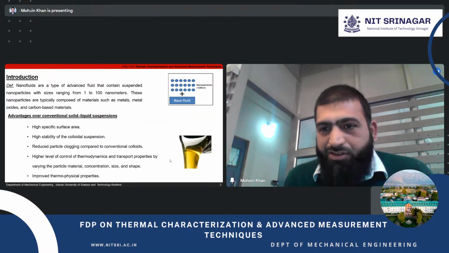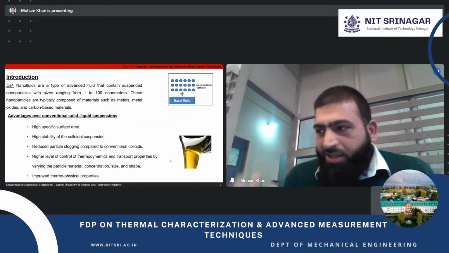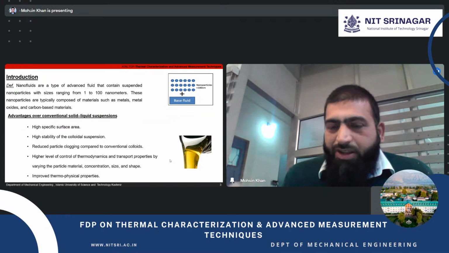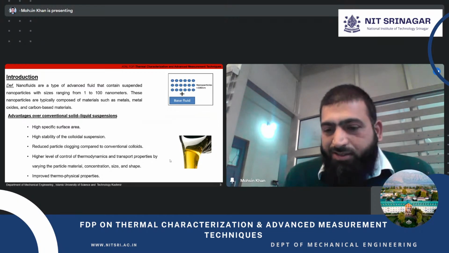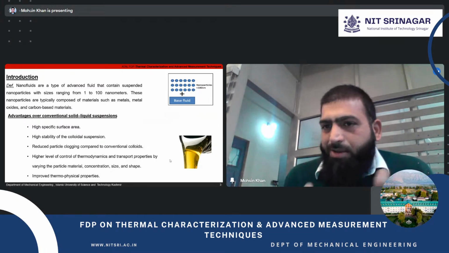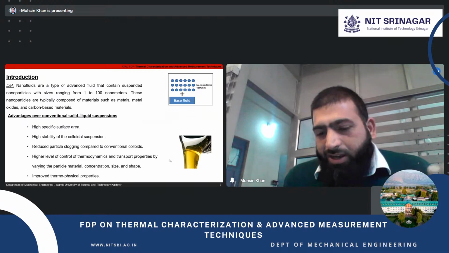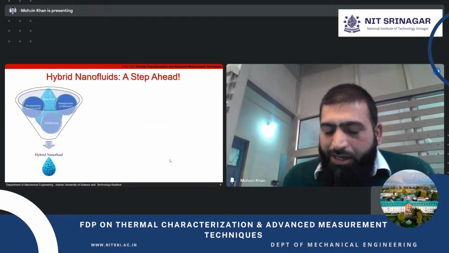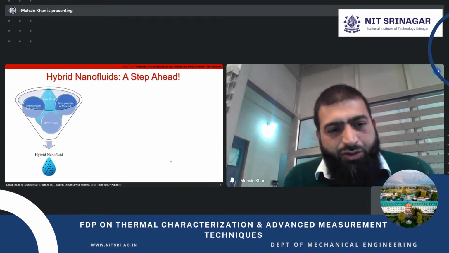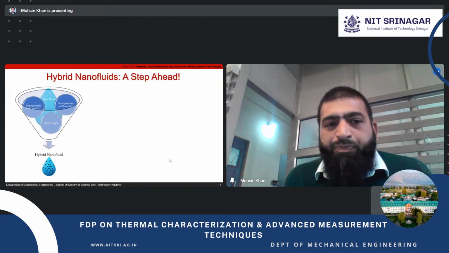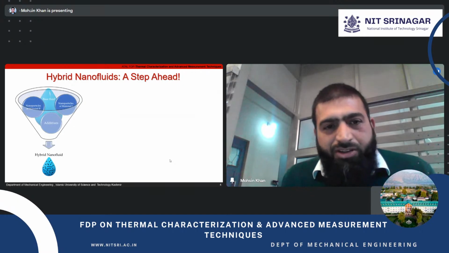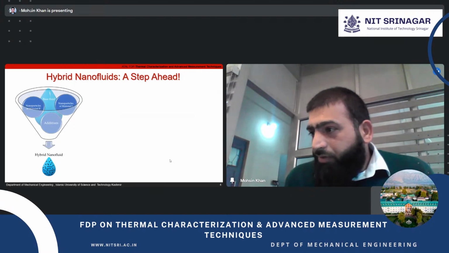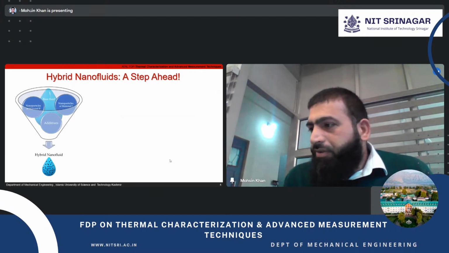Essentially, what we do is that we have a base fluid, and we dope it with some nanoparticles. Depending upon the type of application, depending upon the type of requirement, we select a particular type of nanoparticle. So nanofluids have been researched well in the last decade. Many new concepts have emerged, one of which is the hybrid nanofluids.